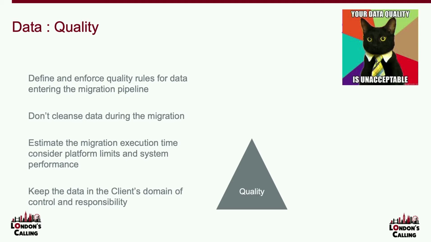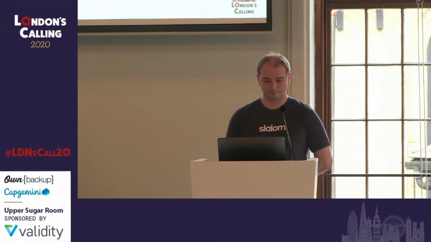So, the other part of the quality area is around estimating the execution time for how long that data with that quality is going to end up going through the pipeline.